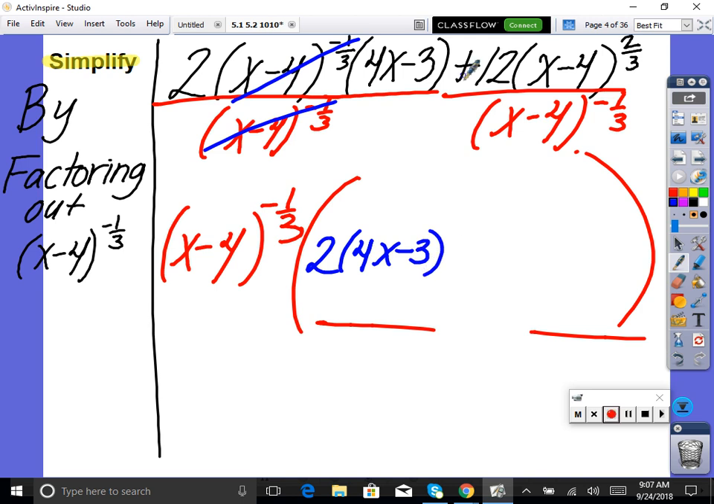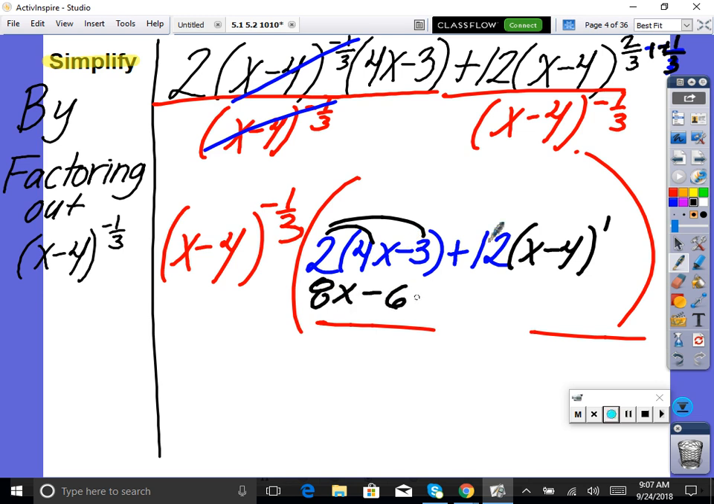Then don't we have a plus sign? Plus 12. And then when you divide the same base, you subtract the exponents, the top from the bottom. So 2/3 minus negative 1/3. So then it's plus, so 3/3, which is 1. So you're saying it's x minus 4 to the 1. Can't I distribute and combine like terms inside? 8x minus 6 plus 12x minus 48.